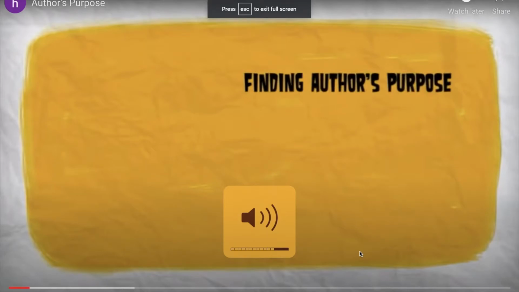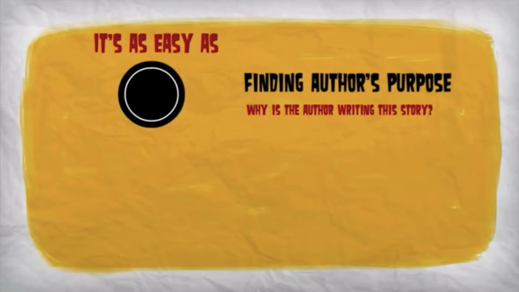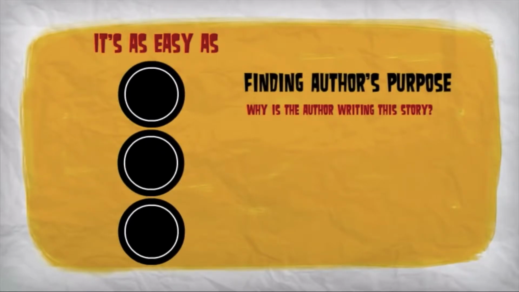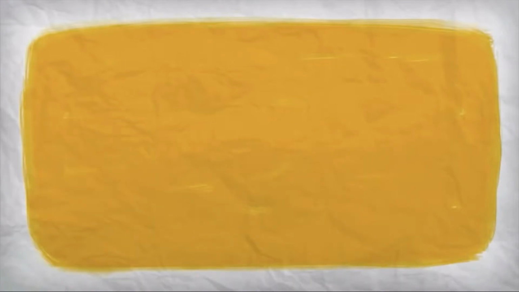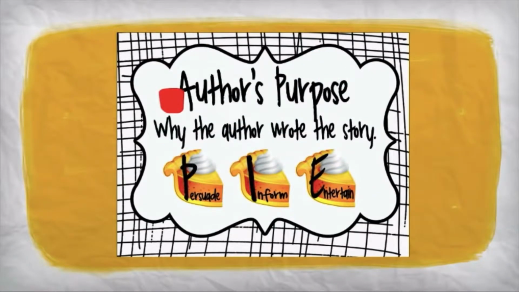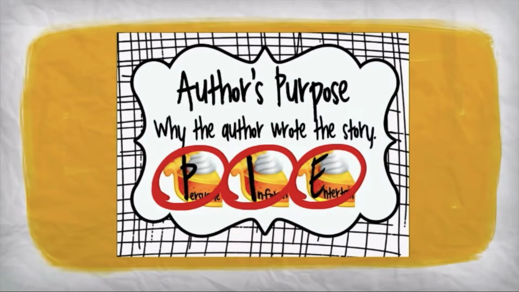Finding author's purpose. Why is the author writing this story? It can be as easy as P, I, E, PIE. After reading a text, we have to ask ourselves certain questions about the text. Author's purpose is why the author wrote the story. He might have written it to persuade us, inform us, or even just entertain us. We have to look for clues in the story.